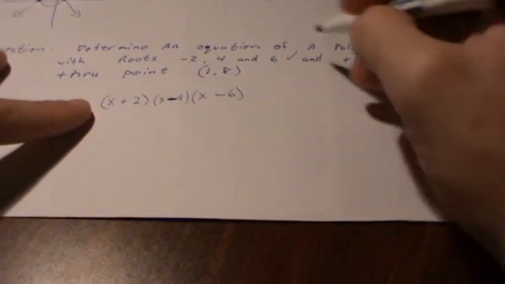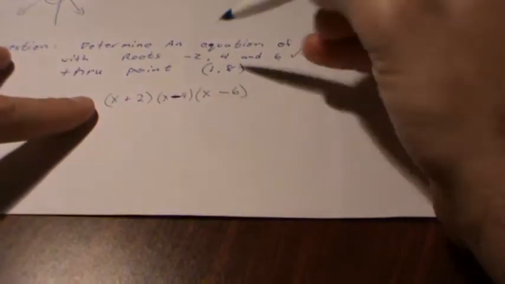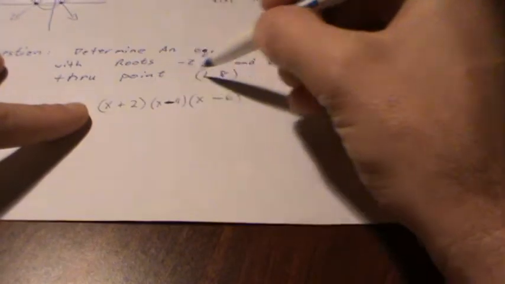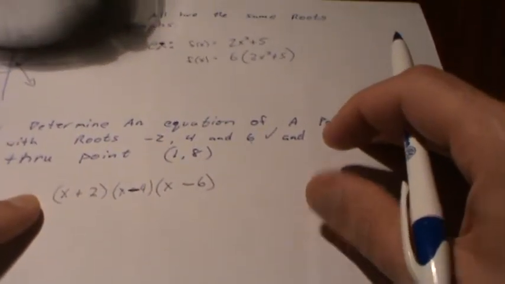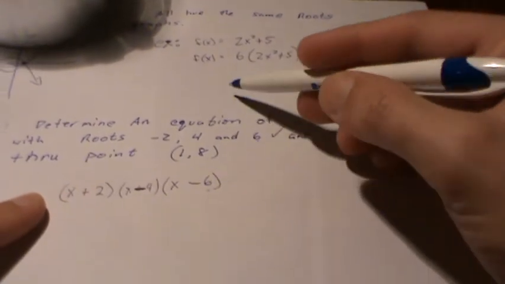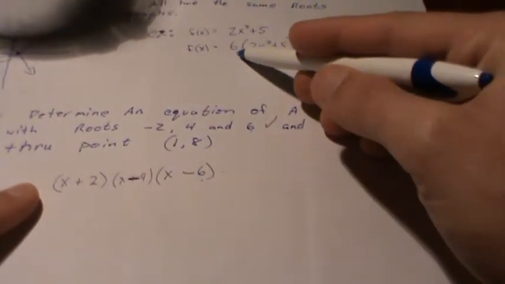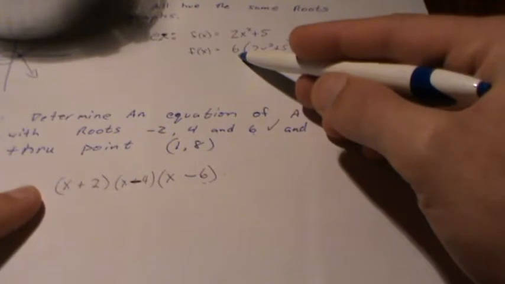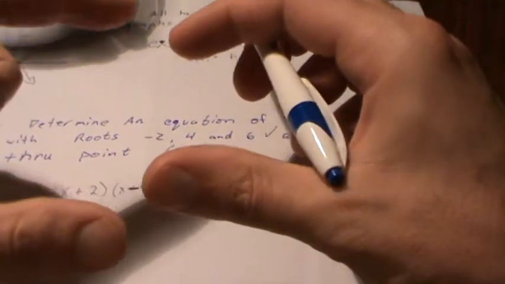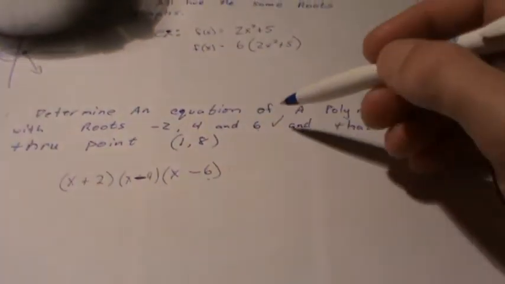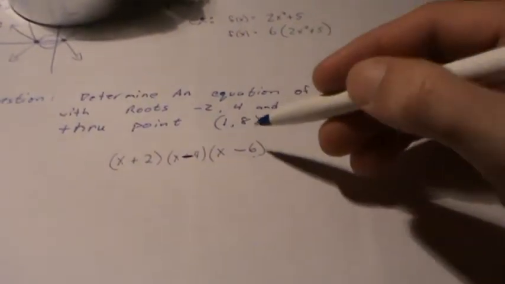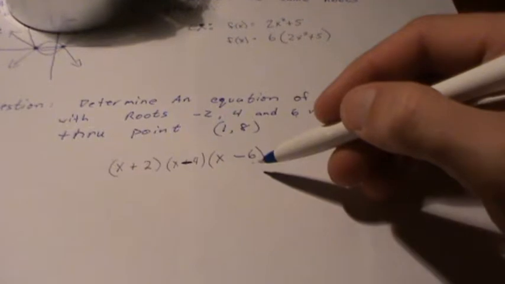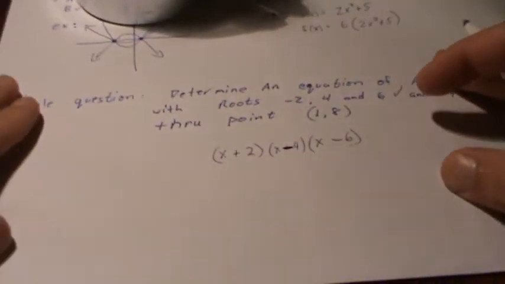Now I have to make sure that it goes through this point. In order to ensure that it goes through this point, what I'm going to need to do is take my polynomial here, and multiply it by some mysterious number to make sure that it's either stretched or compressed so that it goes through (1, 8). Okay? So my polynomial currently might look like this.